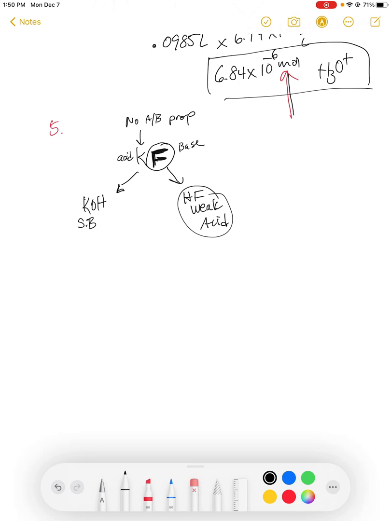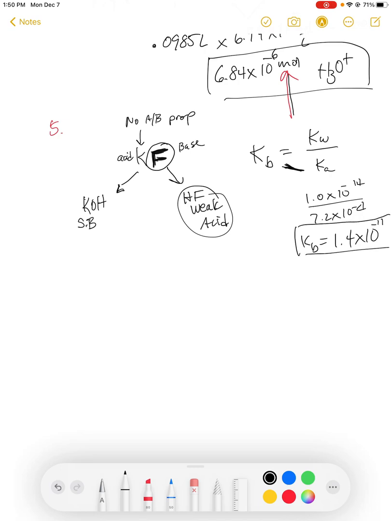So we know it's a base. That means that to calculate this problem, we're going to need the Kb. But you were given the Ka in that problem. Well, Kb, don't forget, is Kw divided by Ka, okay? Because these two things times each other give you Kw. So Kw divided by the Ka, Kb is 1.4 times 10 to the minus 11. Okay, so we've got our Kb.